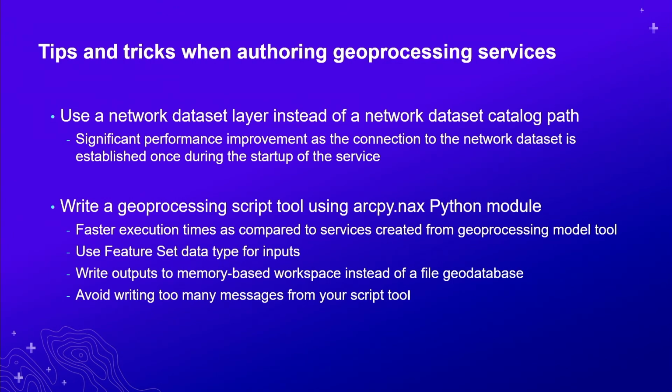Now when you're creating your geoprocessing script tools, you should use feature set data types for inputs. This allows you to restrict the types of geometries that your tool can use as input. For example, if you are loading stops, you want to make sure that someone only passes in points and does not pass lines or polygons. By using feature sets, you can control this at the service level itself without actually writing code to handle different types of geometries and rejecting the geometries that you do not support. When you're writing outputs, you should write them to a memory-based workspace instead of writing to a file geodatabase workspace. This will significantly reduce the I/O that your service needs to do and so improve the performance.